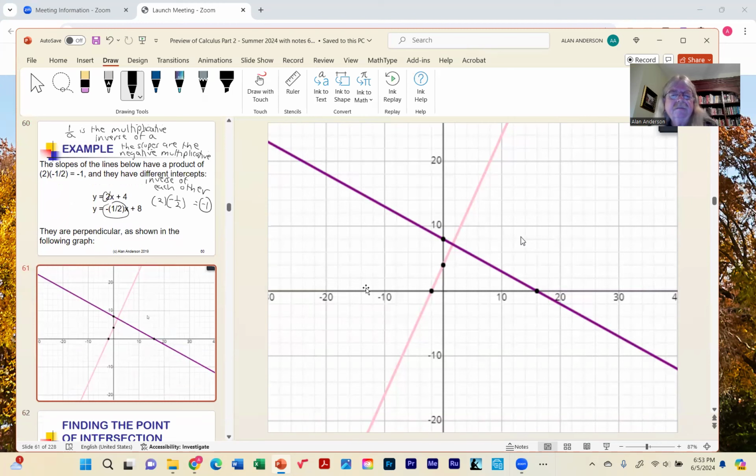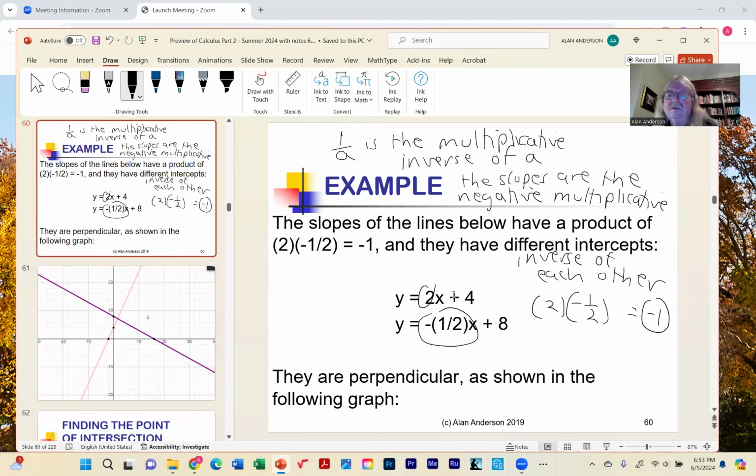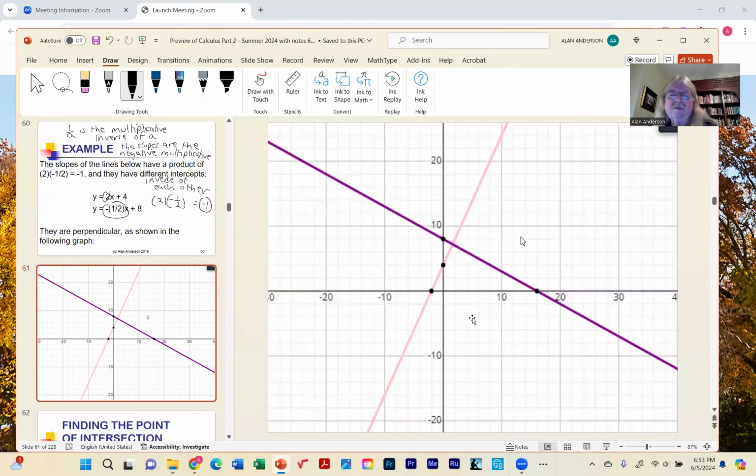So now here's a graph of what we just saw. This is 2x and -1/2 x plus 8, and this one is y equals 2x plus 4. So you can see that they do cross. Where they cross, it's a 90-degree angle. Okay, and that's what it means to be perpendicular.